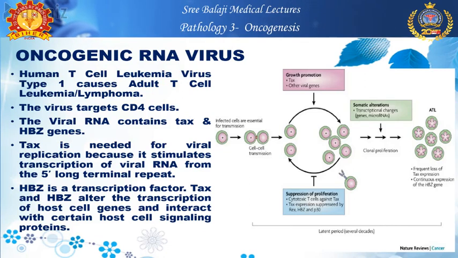What are the oncogenic RNA viruses? Human T-cell leukemia virus type 1 causes adult T-cell leukemia/lymphoma. This virus targets CD4 cells. The viral RNA contains TAX and HBZ genes. The TAX is needed for viral replication because it stimulates transcription of viral RNA from the 5' long terminal repeat. HBZ is a transcription factor. TAX and HBZ alter the transcription of host cell genes and interact with certain host cell signaling proteins.